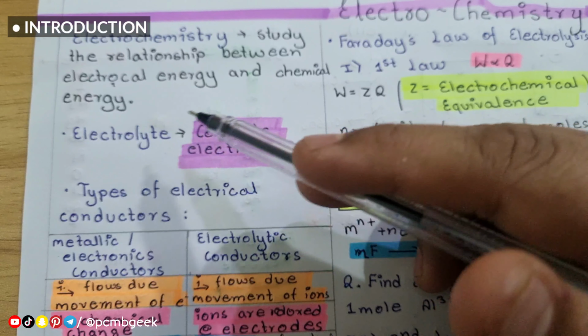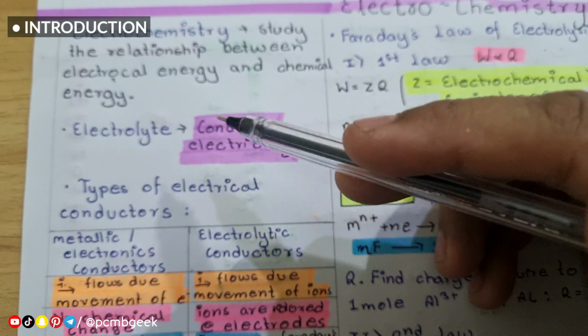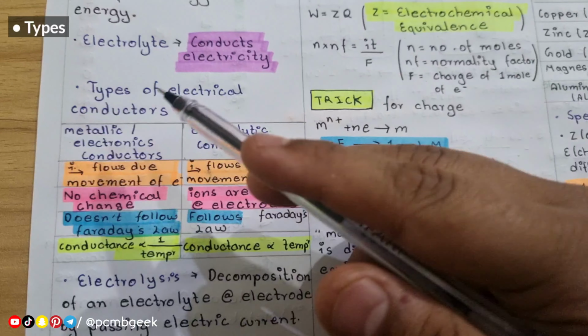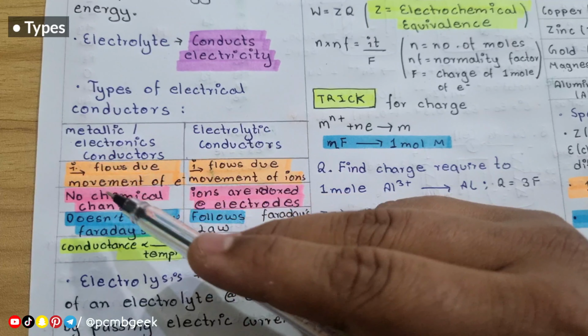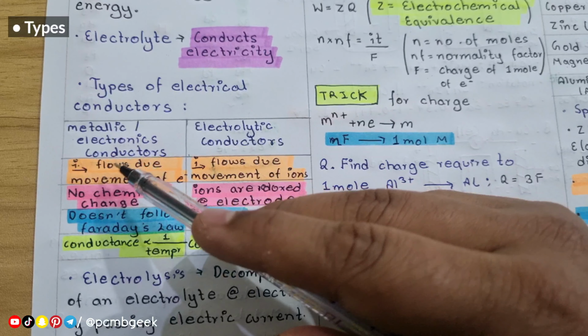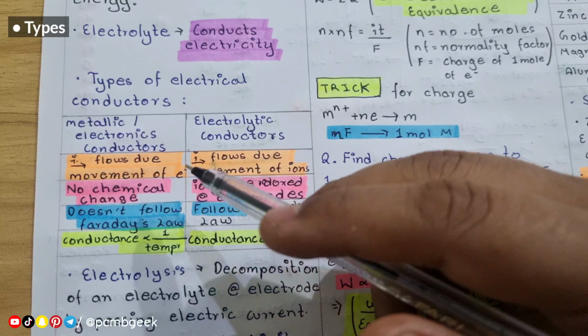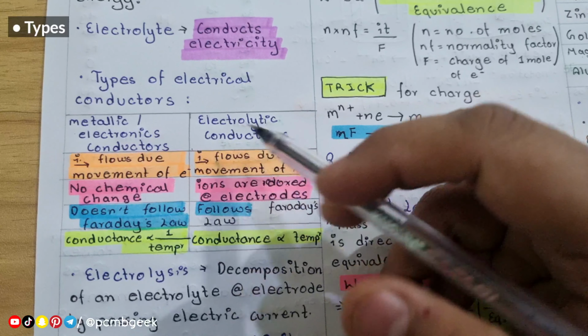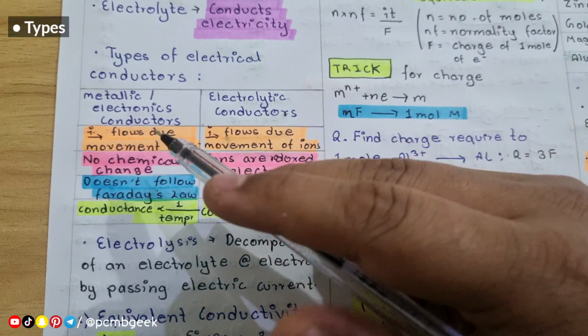Electrolytes are those substances that are ions in pure form or produce ions after dissolution, which conduct electricity either in fused state or in dissolved state. There are two types of electrical conductors. First one is metallic or electronic conductor, where the current flows due to the movement of electrons primarily, and second one is electrolytic conductor, where current flows due to the movement of ions mainly.